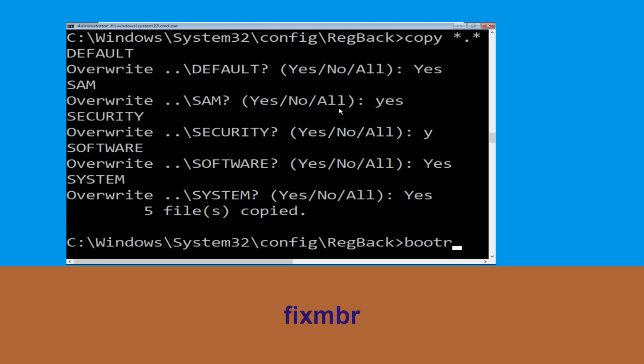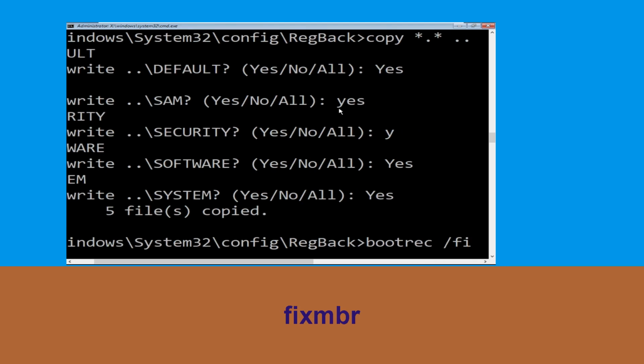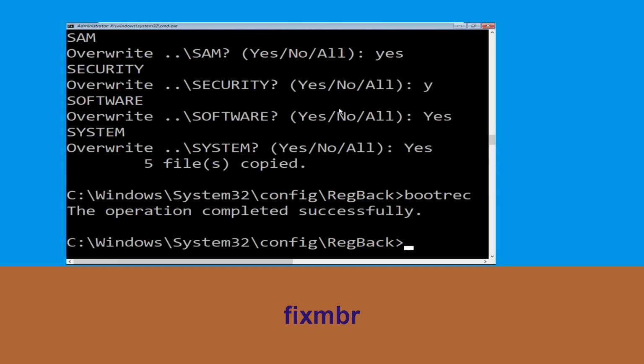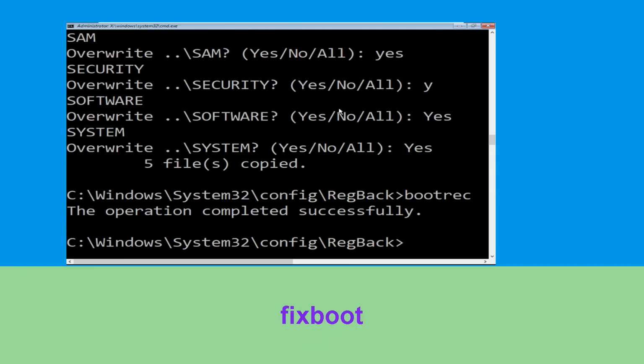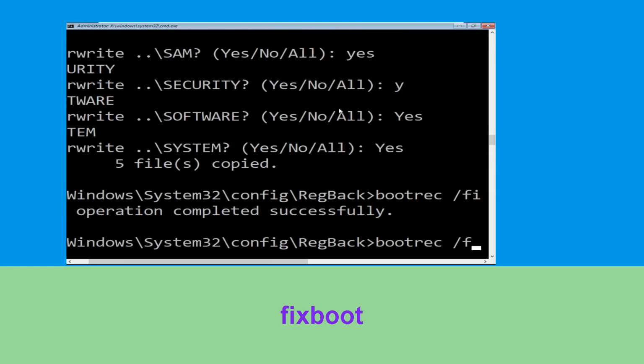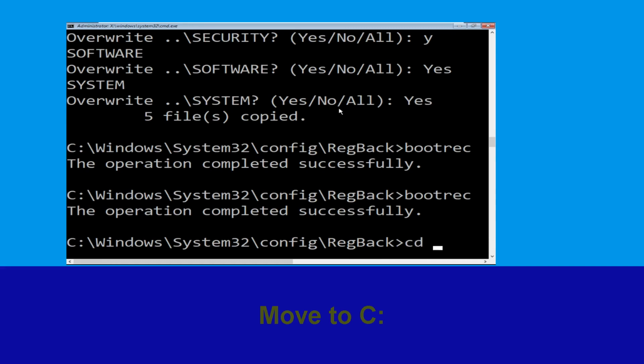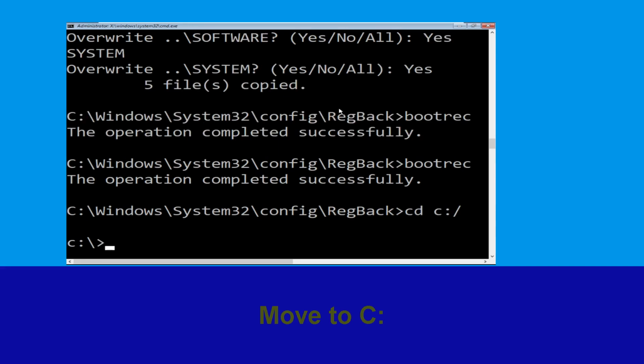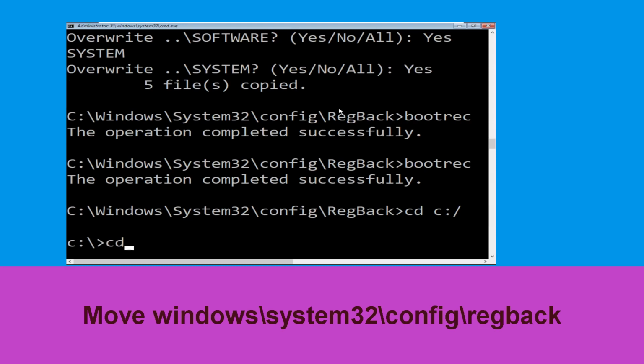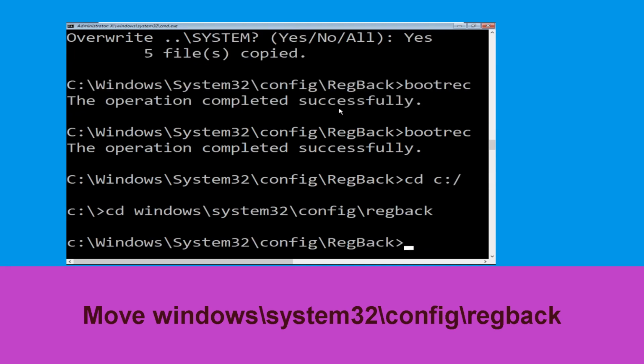Now type bootrec space /fixmbr and hit enter to execute the command. Type bootrec space /fixboot and hit enter. Type cd space C: / and hit enter. Now type this command cd space Windows /System32 /config /regback and simply hit enter to execute the command.